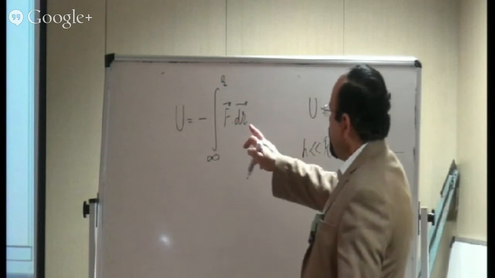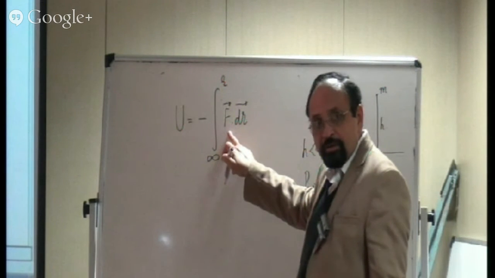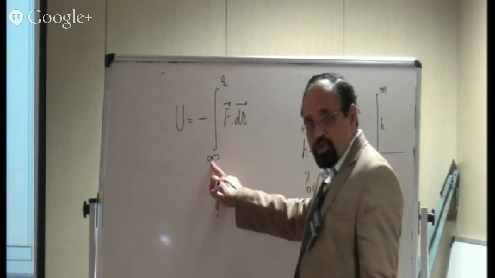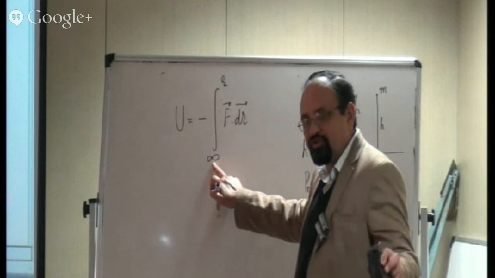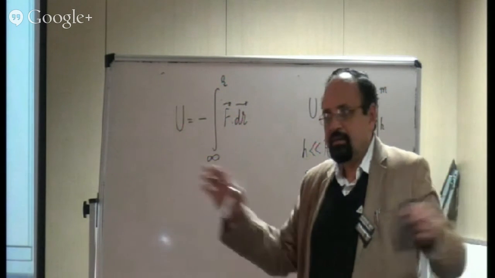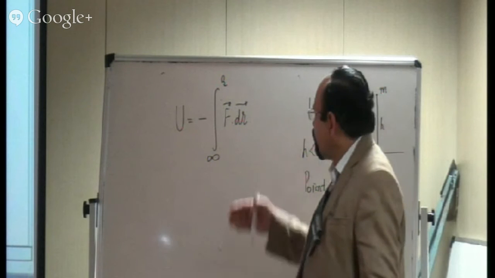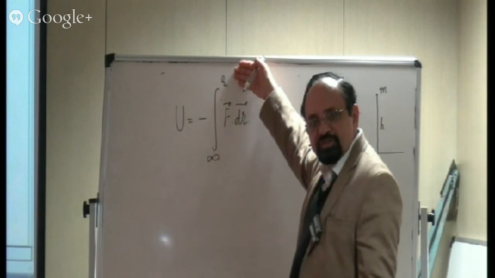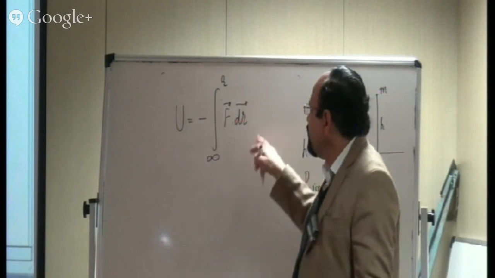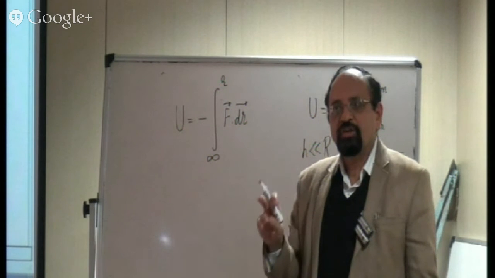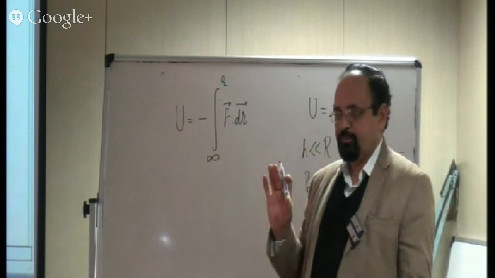This is the work done in bringing a body from a position where there is no gravitational force. If the two bodies are separated by an infinite distance, there is no gravitational force. From zero gravitational force to the position where the separation is R, whatever is the work done, that work gets stored in the body in the form of gravitational potential energy.